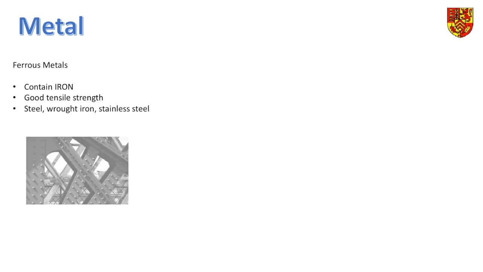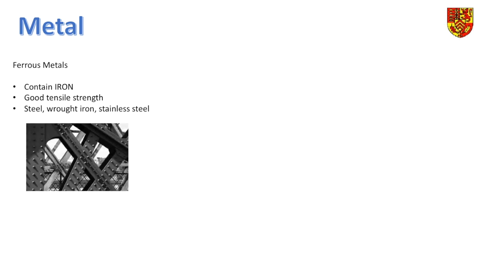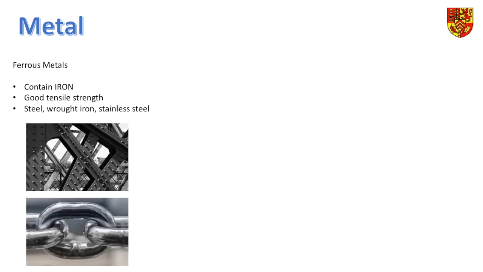There are lots of different types of metals. They come in a couple of categories. The first one really is ferrous metals. If you notice, it begins with Fe. Now Fe is the chemical symbol for iron. So steels, stainless steels, wrought iron, these all contain iron, so they are considered ferrous.